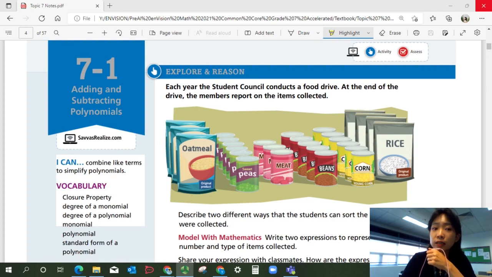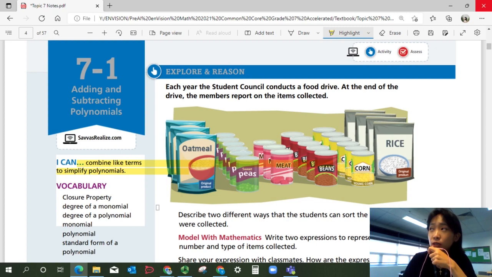Let's look at 7-1, adding and subtracting polynomials. In this lesson, we'll be able to combine like terms to simplify polynomials. The lesson vocabulary that we'll be learning would be closure property, degree of a monomial, degree of a polynomial, monomial, polynomial, standard form of a polynomial. Let's start with explore and reason.